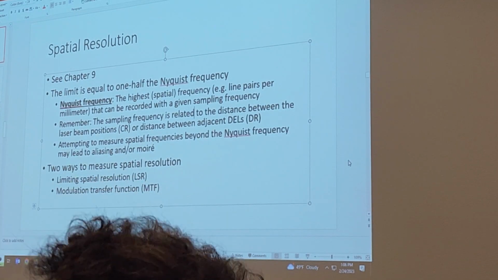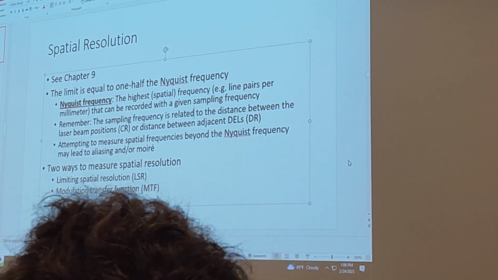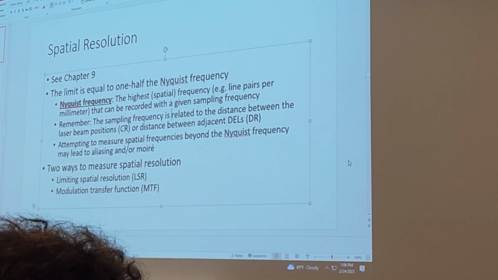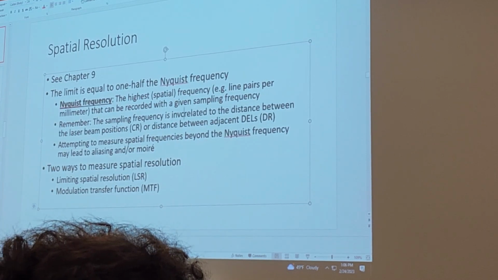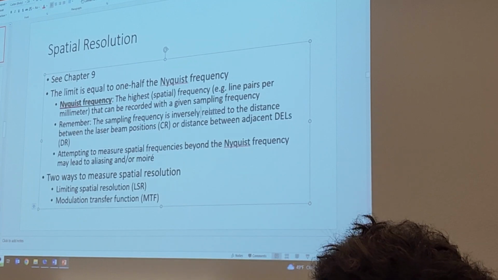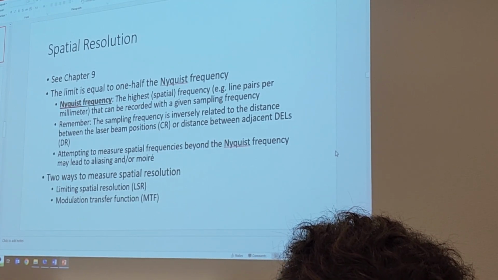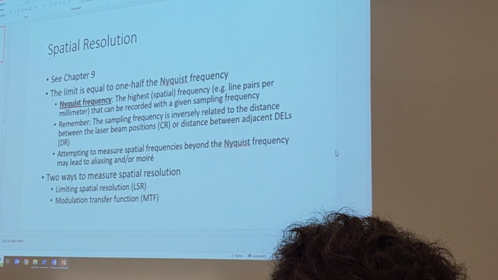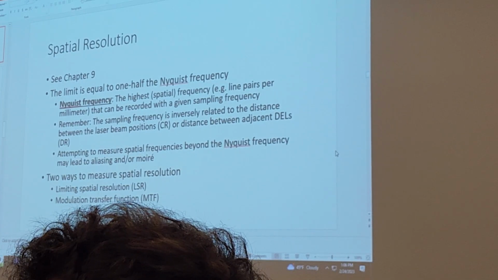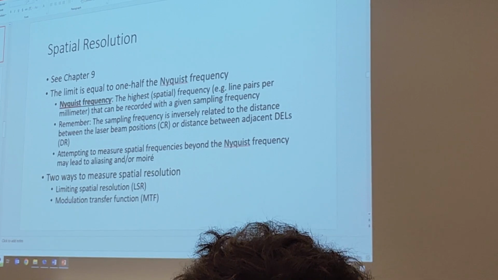It looked like you were going to be sending out a new PowerPoint. I hope not. So this is the third updated chapter 10? Alright, there we go. He said inversely. Okay, sampling frequency is inversely related to the distance between the lasers. Slide 34? Yes, great catch, thank you.